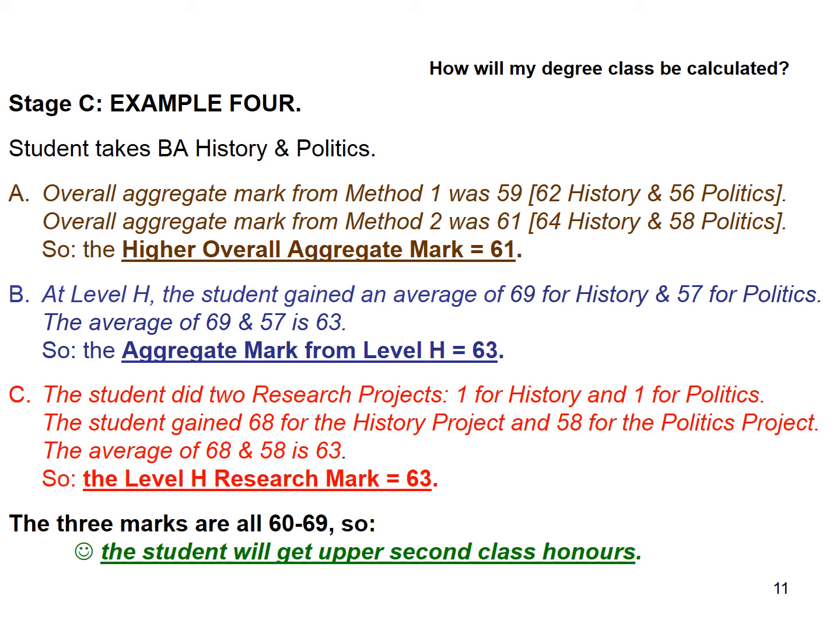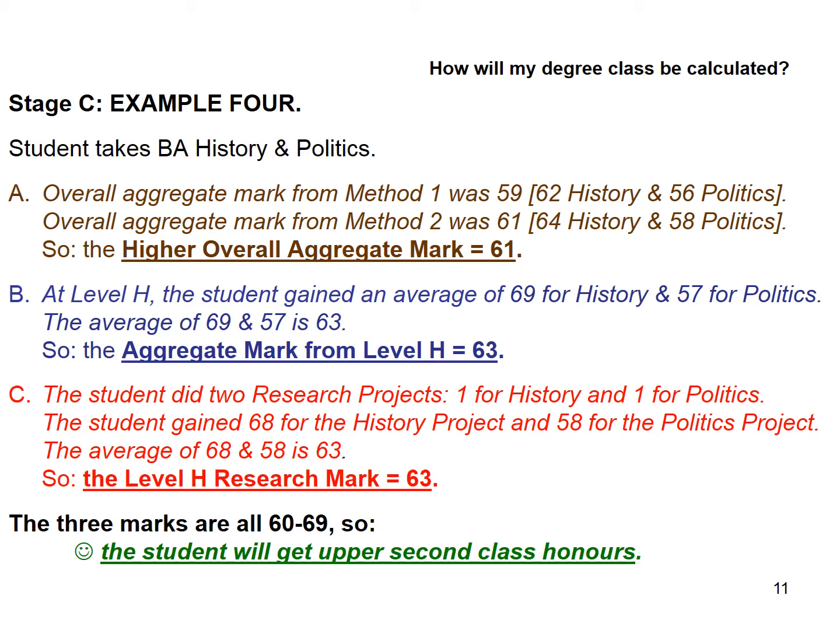And note in this case, of course, that the student was taking both history and politics. So in order to calculate these marks, we take the average of their mark for history and their mark for politics. At level H, we have the aggregate mark of 63. And again, that is the average of their mark for history, which was 69, and politics, which was 57.